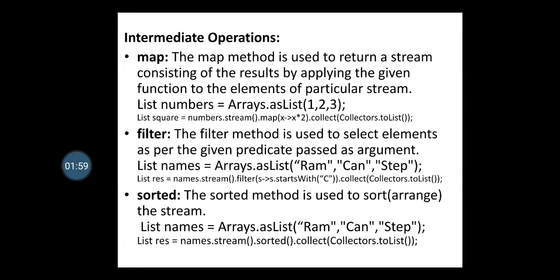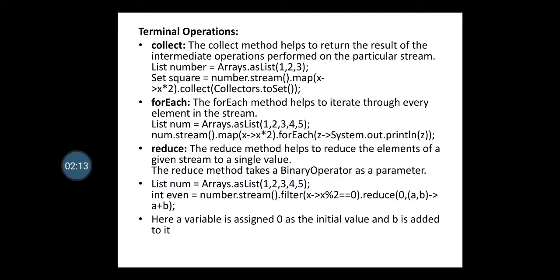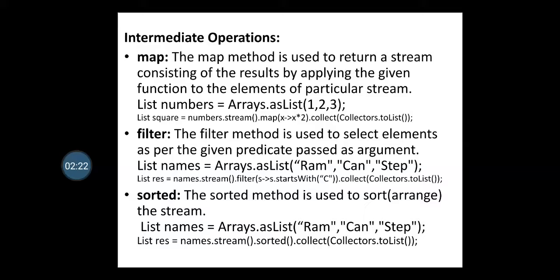Java 8 streams consist of two sets of operations. One is called intermediate operations and another one is called terminal operations. With the help of intermediate operations we can perform operations on the stream, and then we go towards terminal operations in order to view or display the result.